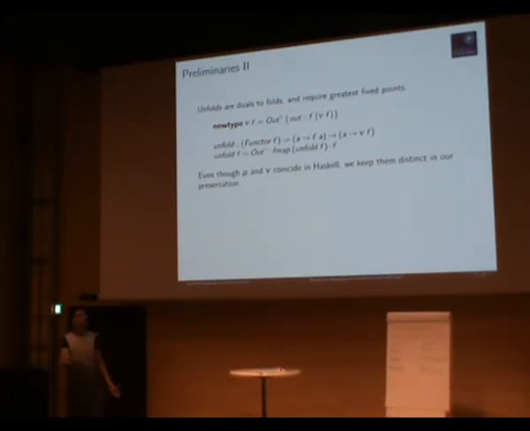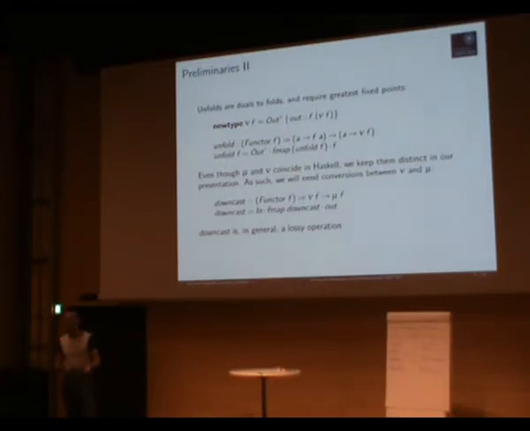So we define another new type, this time a newtype, with different constructor names. And we define our unfolds to produce the greatest fixed points of coinductive structures F. Mu and nu coincide in Haskell, but we don't rely on that.